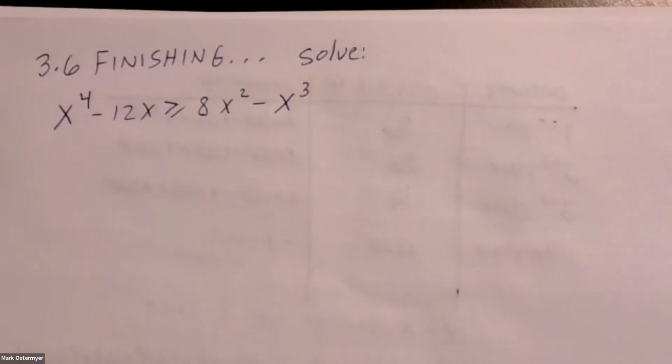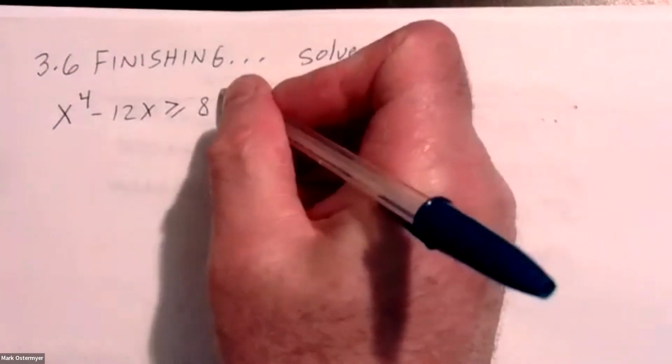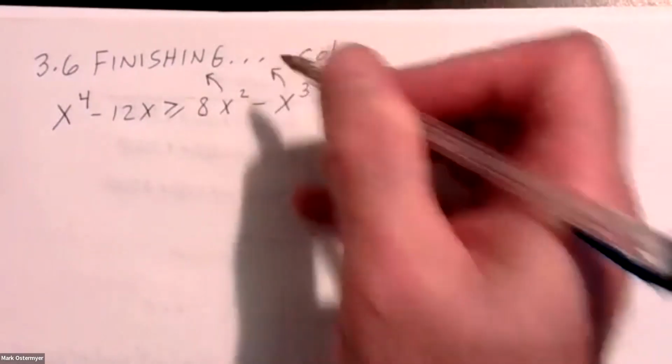And to do that, I would like to get this thing zeroed out first. So I'm going to drag my 8x squared over the left side and also x cubed over to the left side.